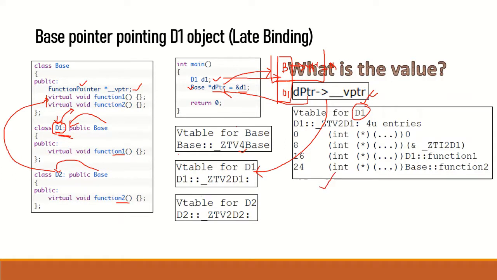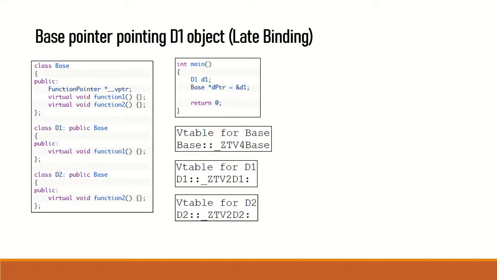Okay, now I hope you understand the idea here. dptr is pointing to the address of D1, so it will have the address of the D1 virtual table. And the D1 virtual table has its own implementation of fun1, and function 2 copied from base. Now let's go further with this example.